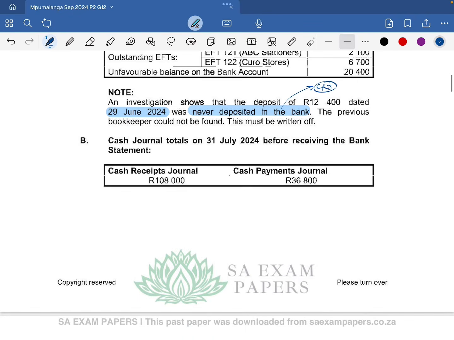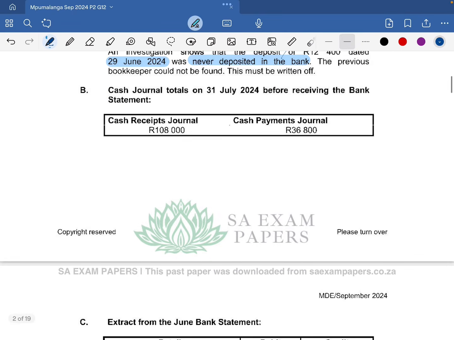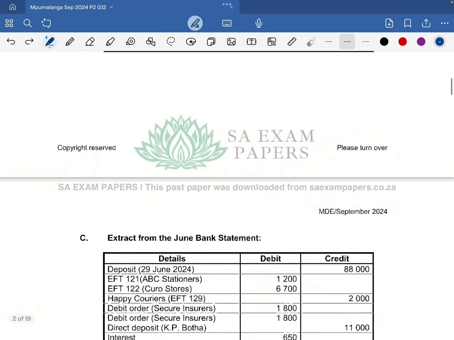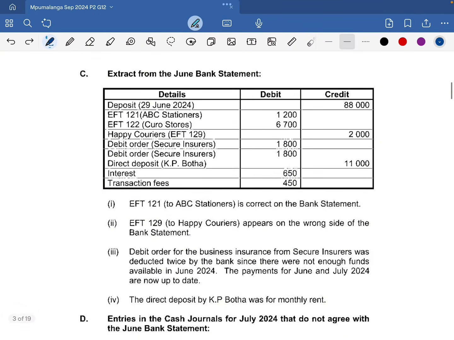Now information B says cash totals on the 31st of July 2024 before receiving the bank statement. So we know that this was 108 and 36,800 in the CPJ. Already we have seen those numbers. And then information C, we're given the extract from the June bank statement. So this is what we have received from the bank, right?